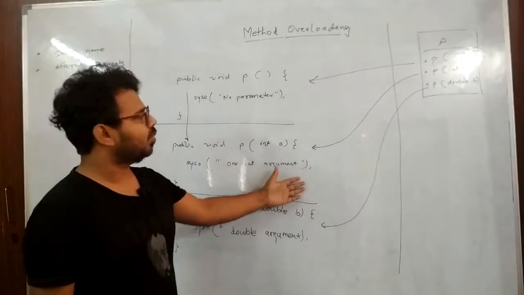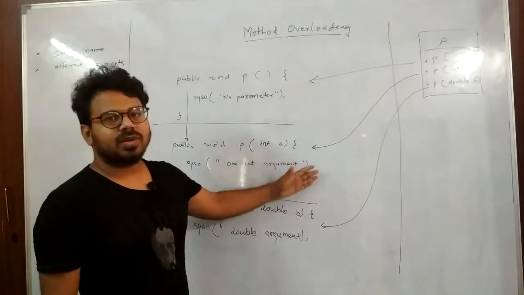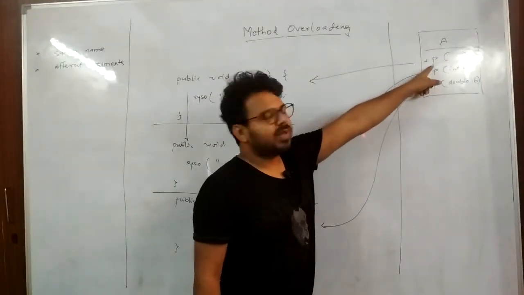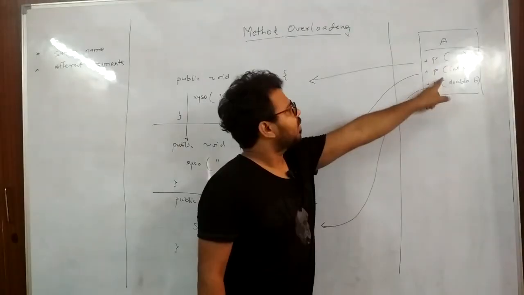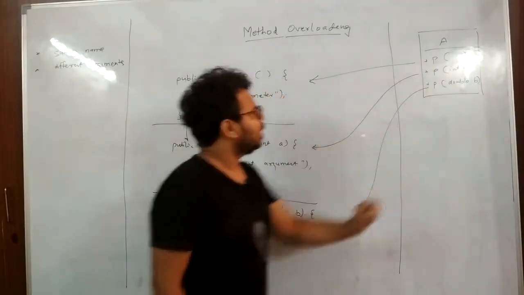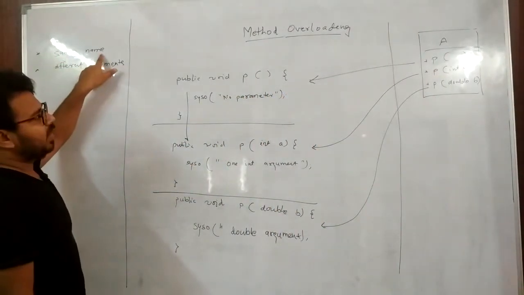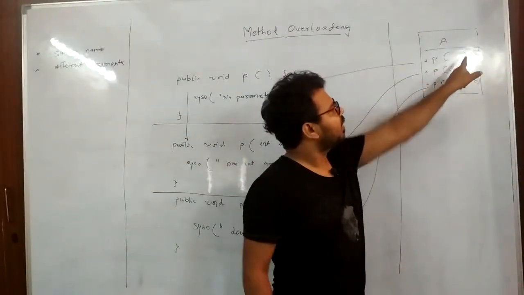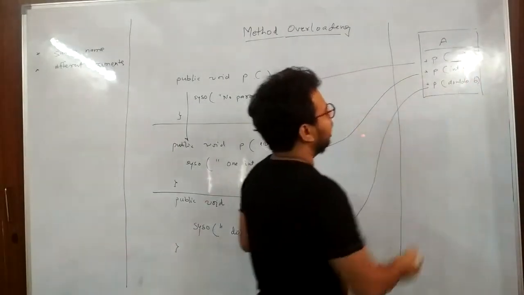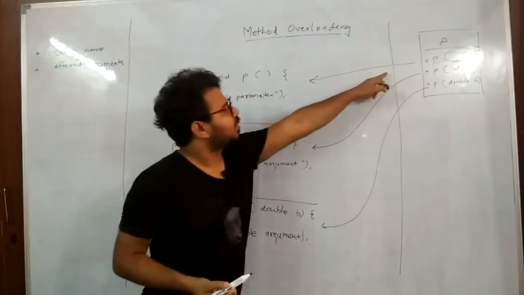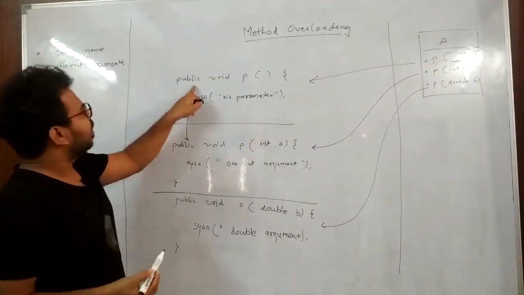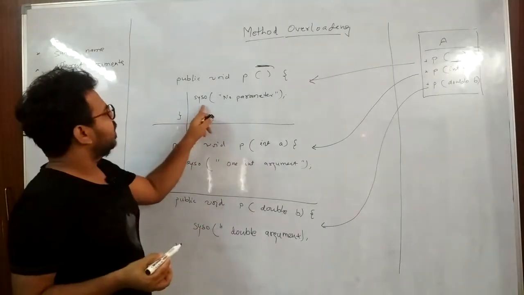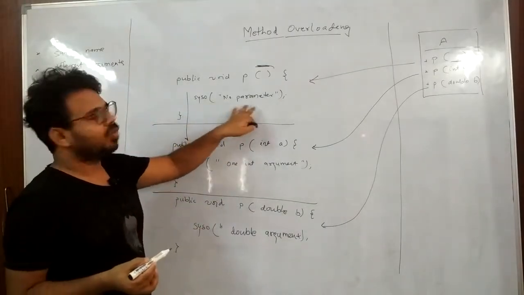So friends, here I have some code. Now let us understand with this code what overloading is. Here we have a class and it has three methods. The method name is P everywhere, meaning the three methods have the same name and different arguments. Here you can see we have no argument, public void P with no argument, and inside it we have a print statement, no parameter.